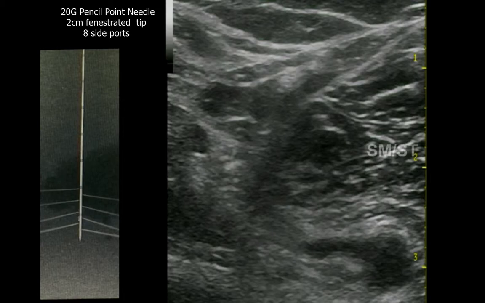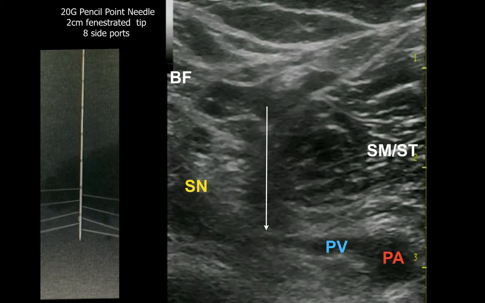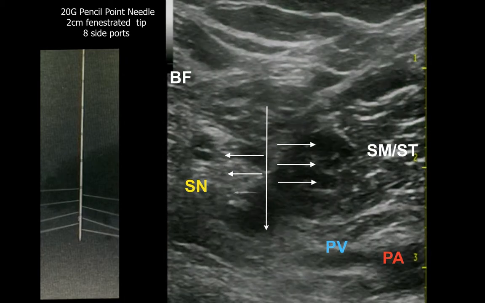The ultrasound image displays the semimembranosus semitendinosus muscles, the biceps femoris muscles, the popliteal vein, and popliteal artery. The sciatic nerve is also displayed, as well as a white arrow indicating the path of the injecting needle. As injectate flows from the distal 2 centimeter fenestrations, there is extensive spread of local anesthetic around the nerve.